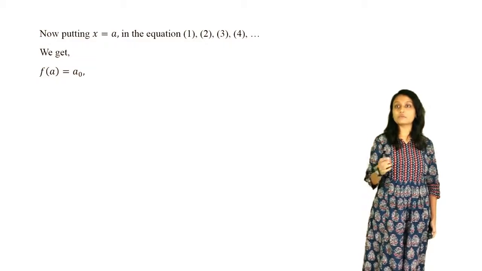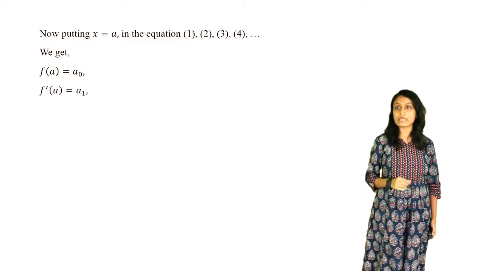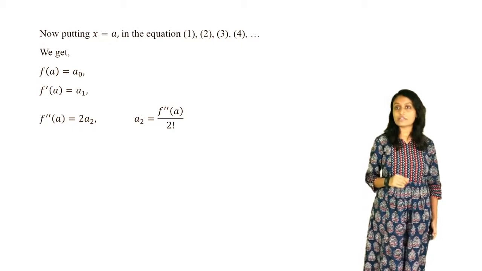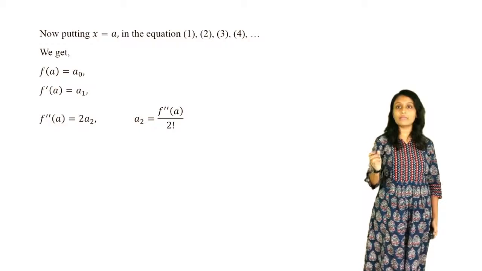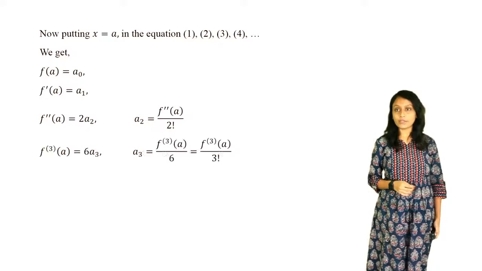Okay, so from the first one we will get f of a is equal to a0. From the next, f dash of a is equal to a1. Next one, f double dash of a, that is 2a2. Here we have to find the constant, so we'll make a2 the subject. So a2 will be f double dash a upon 2, and 2 we will write as 2 factorial.